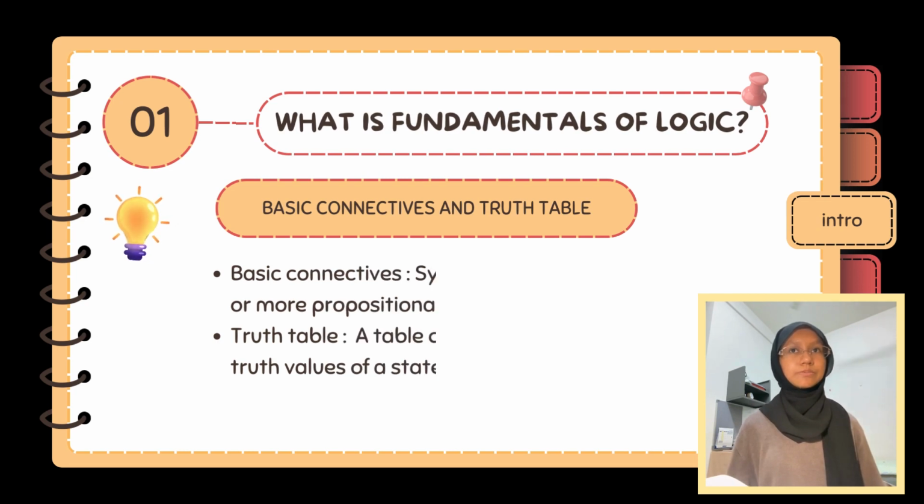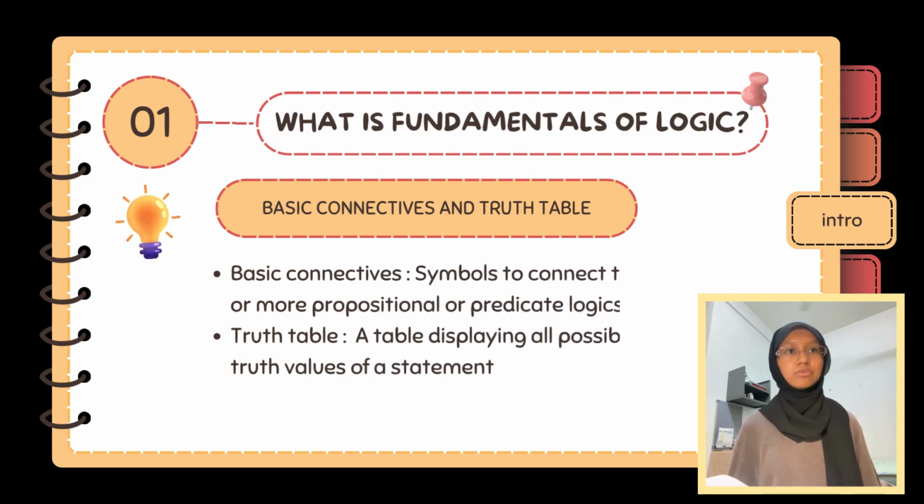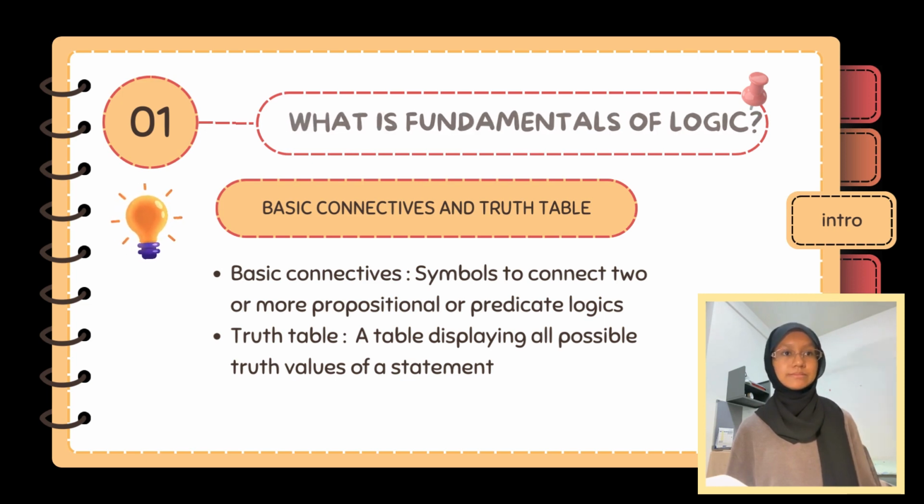Based on the topic of the assignment given, which focuses on basic connectives and truth tables: basic connectives are symbols used to connect two or more propositional or predicate logics in such a manner that the resulting logic depends only on the input and the meaning of the connective used. Meanwhile, a truth table is a table displaying all possible truth values of a statement.